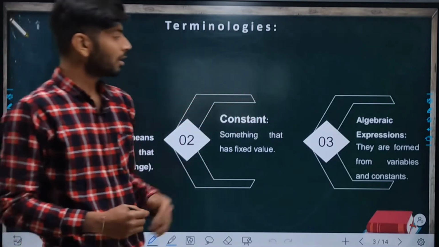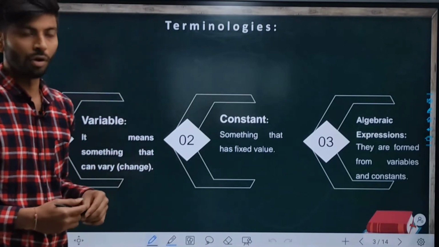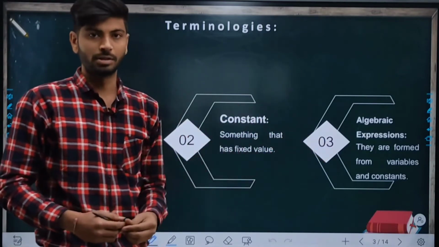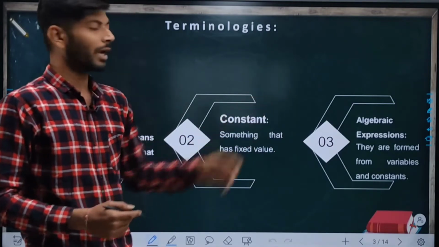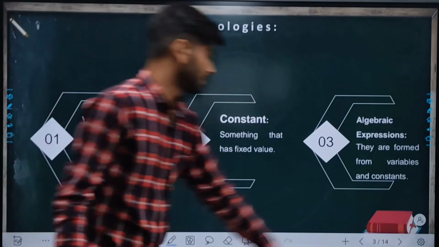The third thing, algebraic expression. So how are algebraic expressions formed? They are formed from variables and constants. If you combine these variables and constants, then you can make an algebraic expression. Okay, let's see the next topic.